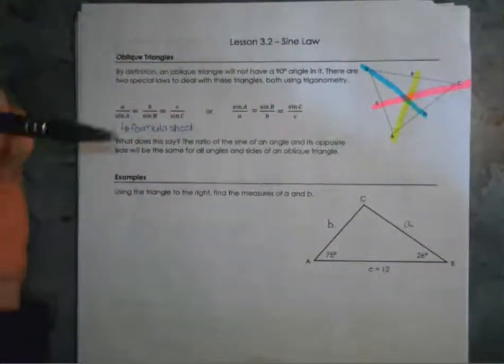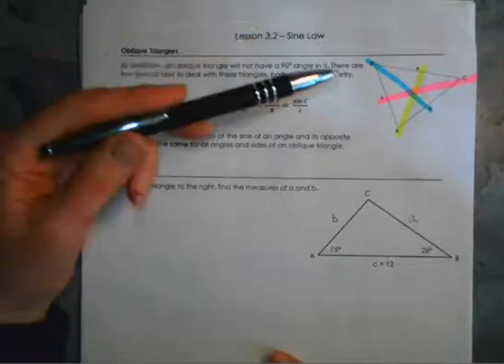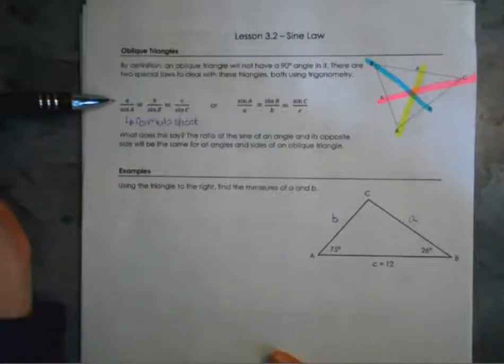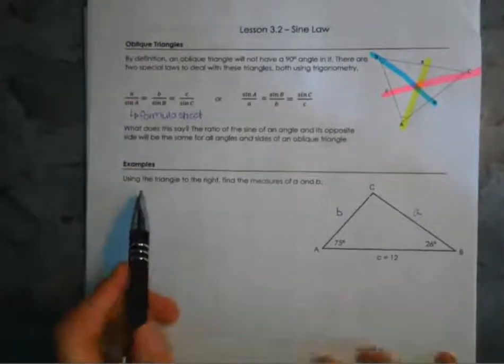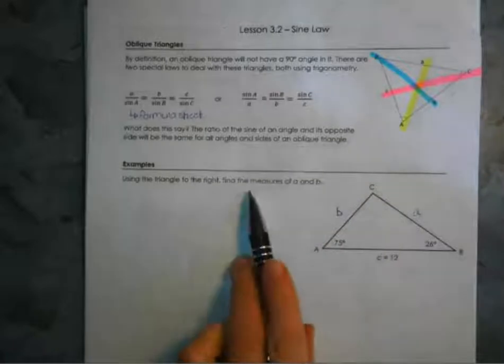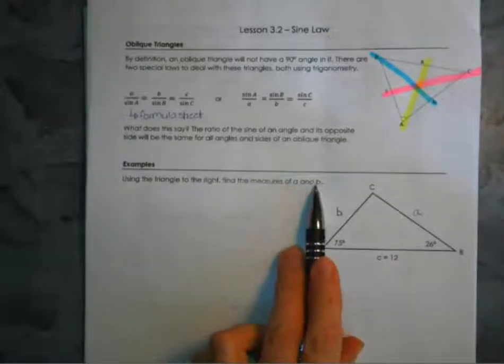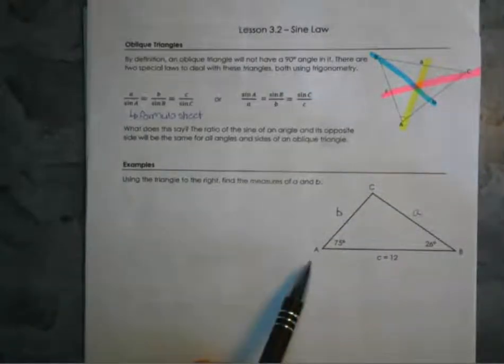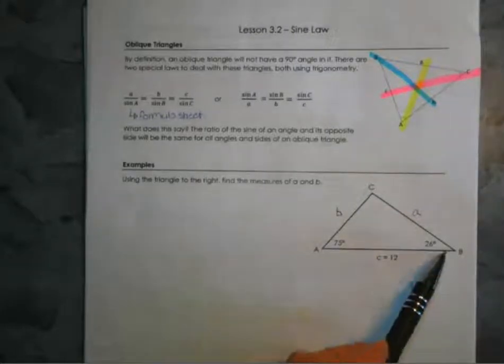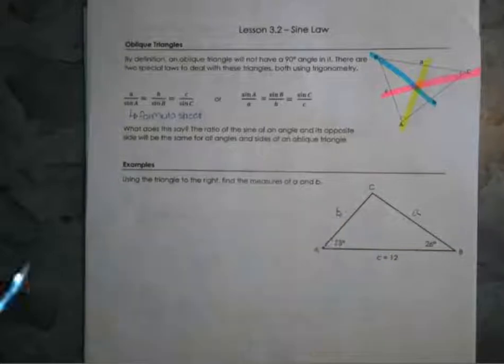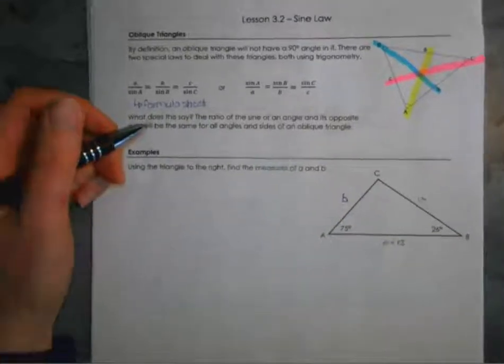Okay, so let's look at how we can actually use this sine law, because when you just look at it like this, it maybe looks a little bit confusing or even kind of scary. So we're going to use this triangle to solve for the measures of a and b. Remember, a and b are sides. So if we have angle A, side a is going to be directly across from that. And if we have angle B, side b is going to be directly across from that.